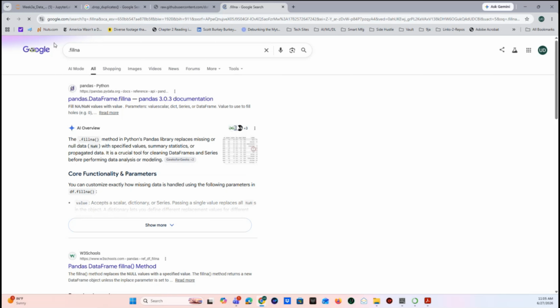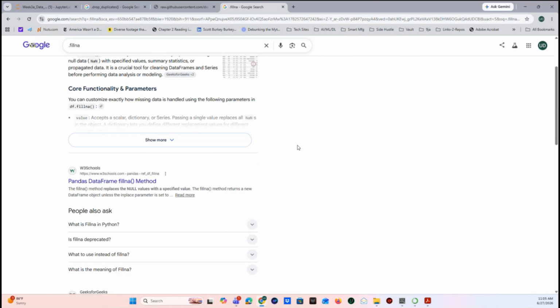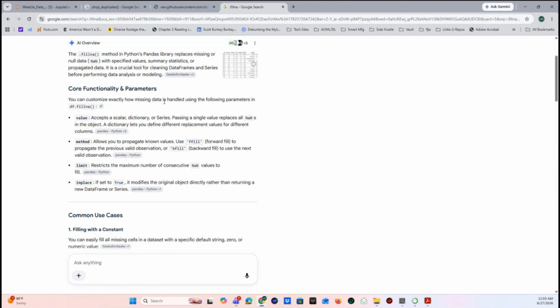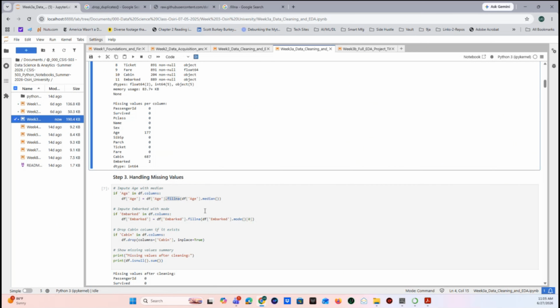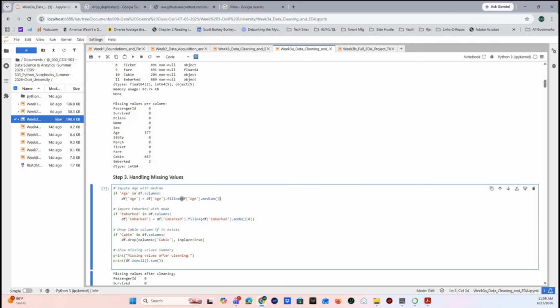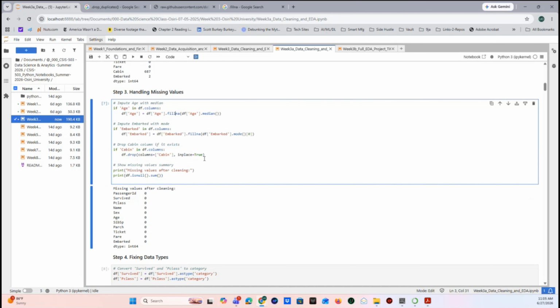Look at it. You can customize exactly how missing data is handled using the following parameters, so that's how you choose how to fill up that thing. So what did you decide? I'm saying that for everything in that column, I'm going to find the mean of it. That's how I'm going to fill anything where there is a gap.